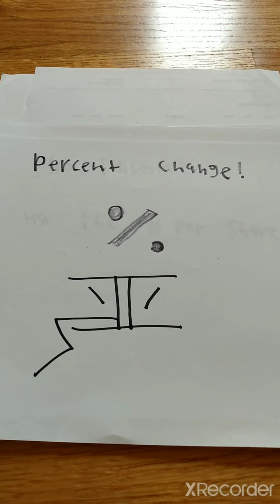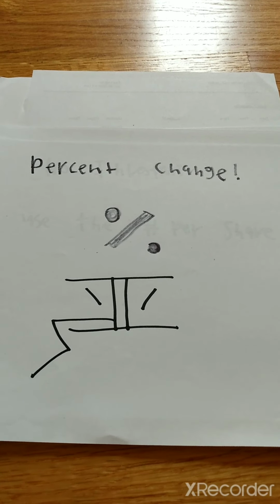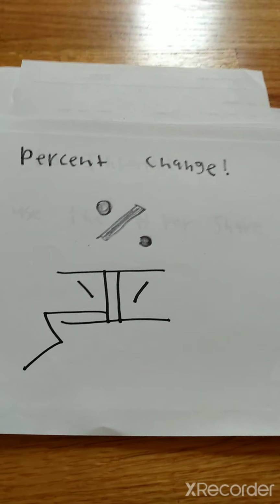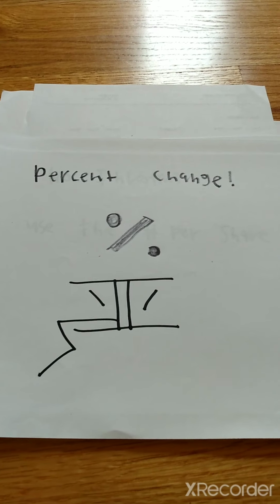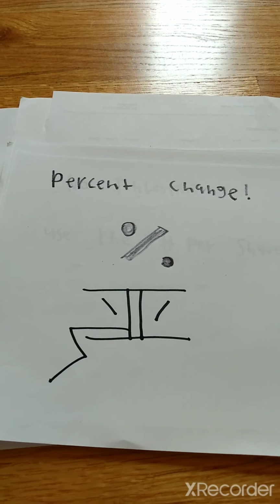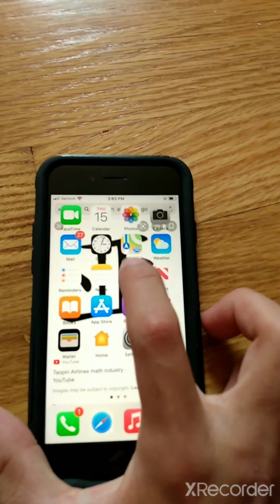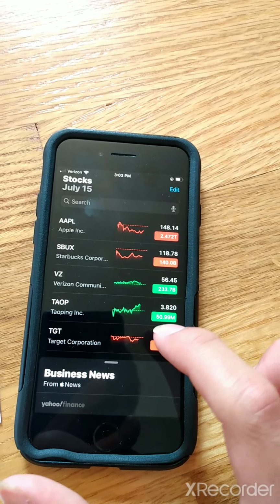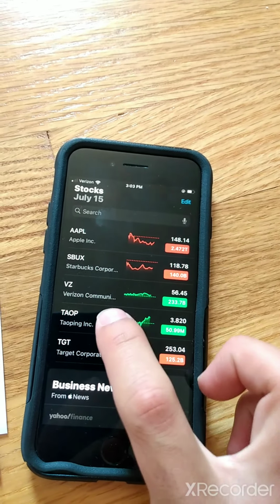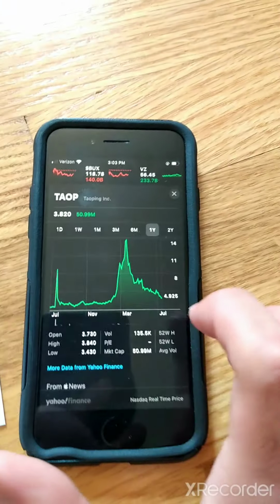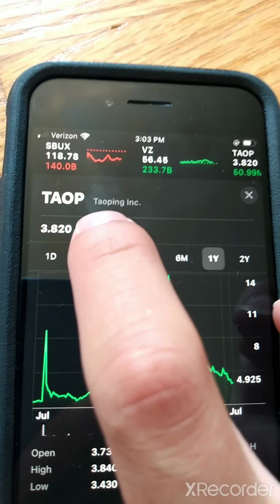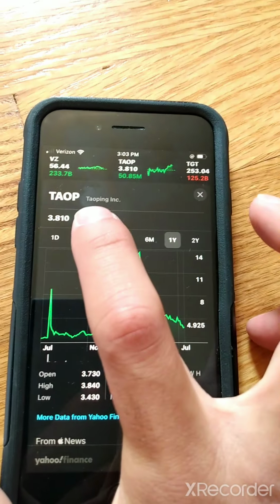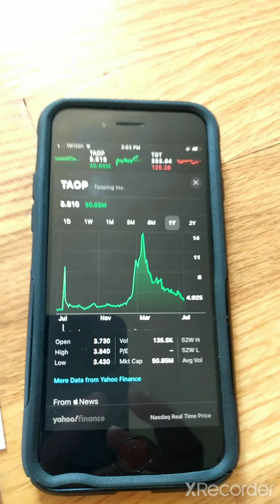We will be solving a problem that you might encounter in real life, because in real life everything is constantly changing. So we're going to take a look at the stock market, because when you're doing stocks on the exchange, these stocks are constantly changing. So here's a stock that we can look at. It's Taoping, not the Taoping Airlines. It's Taoping Incorporated, a Chinese tech company.